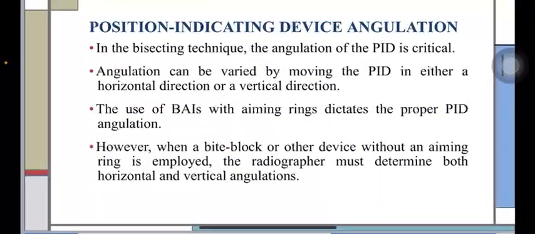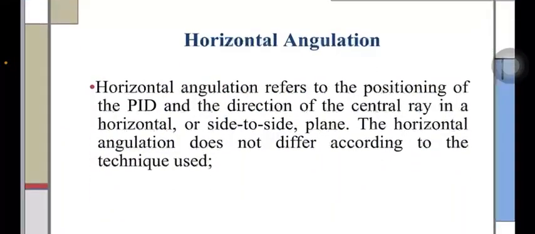The position indicating device, or the PID. In case the PID is provided, then the proper angulation can be given. However, when a bite block or other devices without an aiming ring is employed, the radiographer must determine the horizontal and the vertical angulation on their own. The horizontal angulation is the direction of the central ray in the horizontal direction, that is side to side plane. Horizontal angulation should not differ according to the technique.